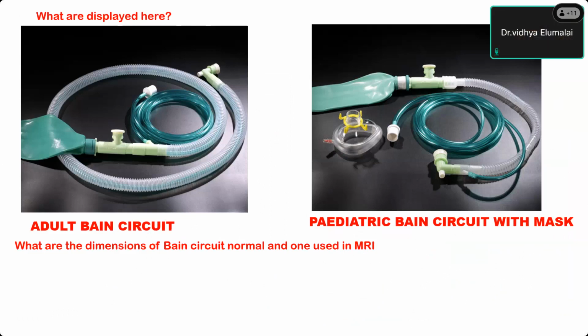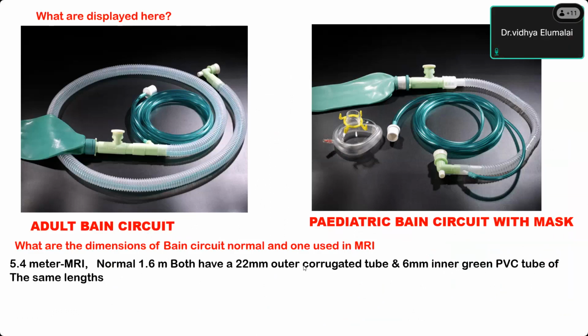Normal one is 80 centimeters. Is it 0.8 meters? It's much bigger than that. Does it look like 0.8? 180 centimeters, sir. Normal is 1.6, double. Okay, 1 meter 60 centimeters, or 1.6 meters, is the normal length used in anesthesia. It's quite a long thing. And for MRI it is more than 3 times that, 5.4 meters.